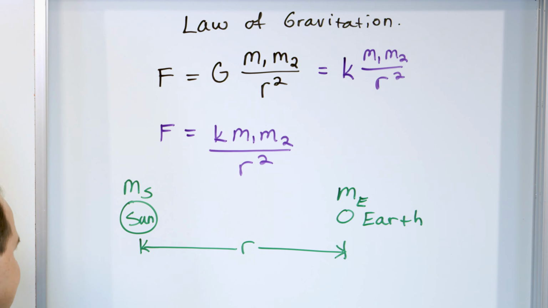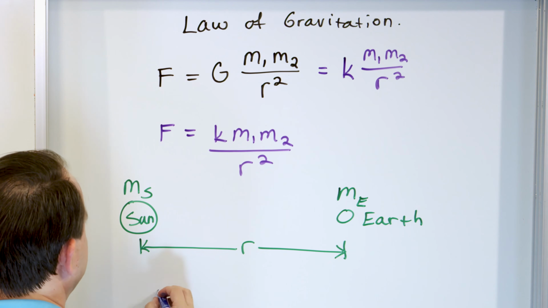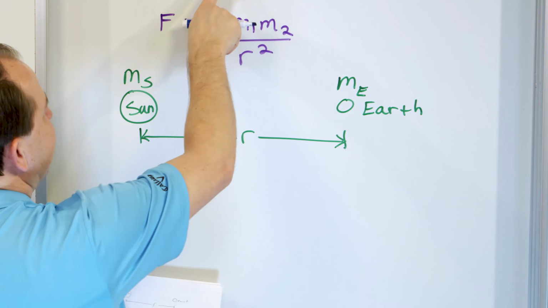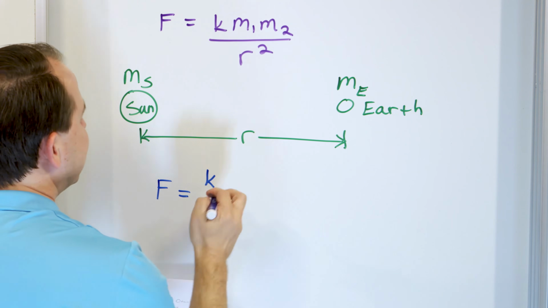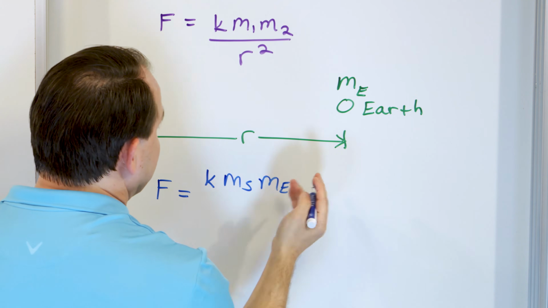So then if I was going to calculate the force between the sun and the Earth, all I would really do is I would say, well, the force between these things is this constant of variation. It's a gravitational constant times the mass of the sun times the mass of the Earth in kilograms.